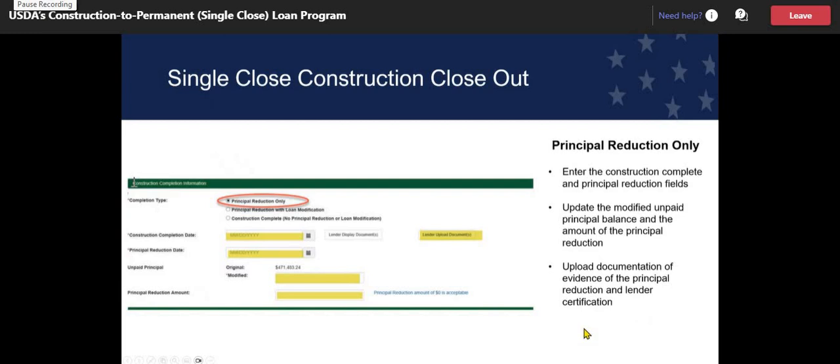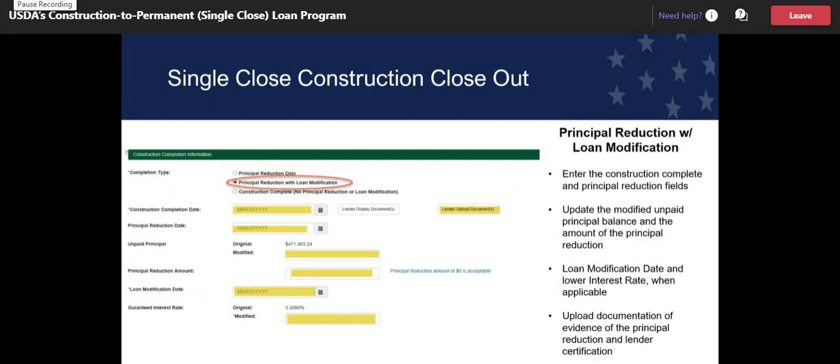For those loans with remaining loan funds, such as reserve funds or contingency reserves, and loans that do not need a modification, you will simply select principal reduction only for the completion type. With this option, you must complete the following fields: construction completion date, principal reduction date, modified unpaid principal balance, and principal reduction amount. Finally, the lender will upload the supporting documentation for evidence of the principal reduction and the lender certification.